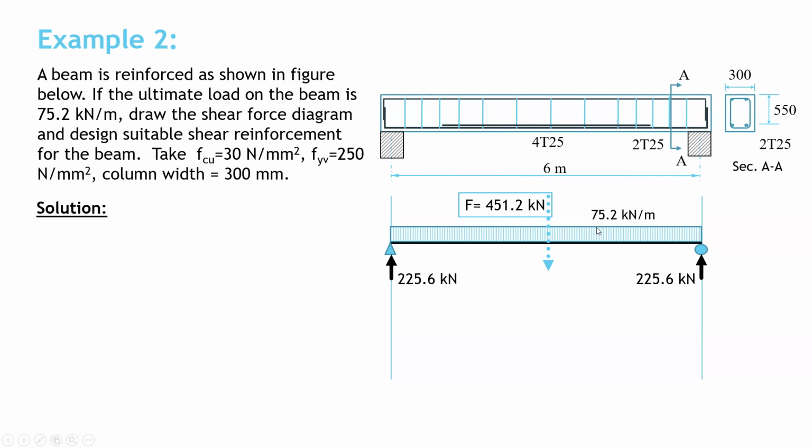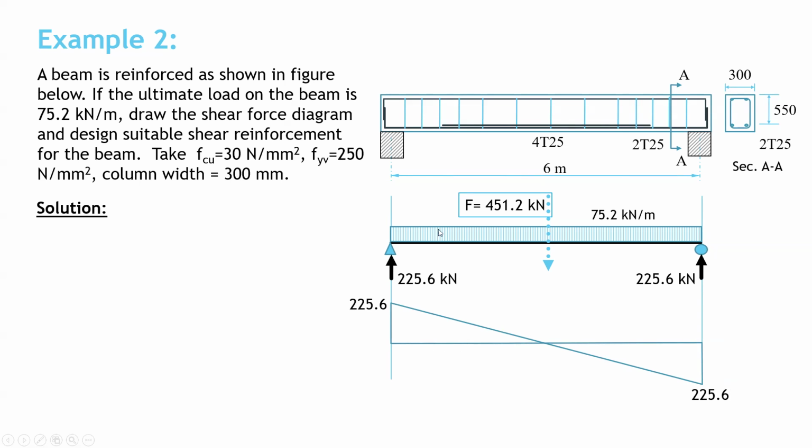In this case, we have a uniformly distributed load. Therefore, when we calculate reactions, this is the F, or the resultant of the force, equals the load multiplied by the span. So this force here equals 75.2 multiplied by 6. We divide by 2 to get the reaction left and right, and therefore we can draw the shear force diagram.